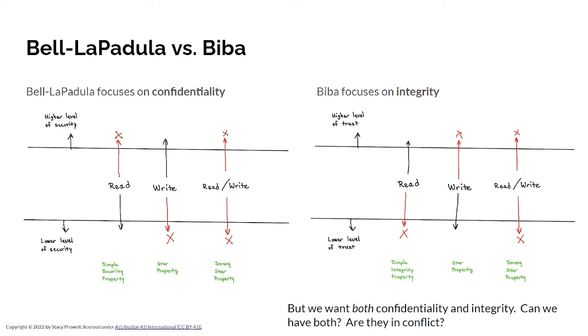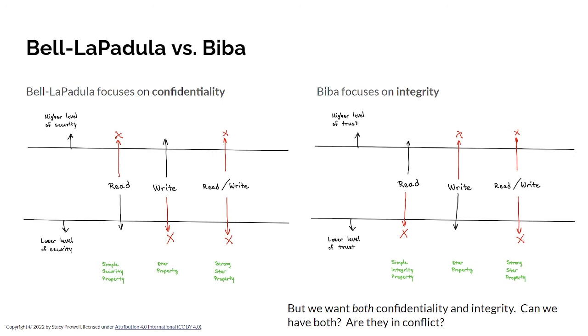And you can immediately see something interesting about this. Confidentiality, integrity, these models are the opposites of each other. Bell-LaPadula says, read down, write up. Biba says, read up, write down. Bell-LaPadula says, do not read up and do not write down. Biba says, do not read down, do not write up.